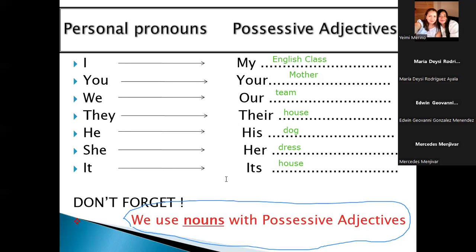Did you notice that we use nouns? Whenever we use possessive adjectives, they will always be accompanied by a noun. Adjective, noun. Okay? That's always, all the time. Can you give me an example, please? Can you think about an idea and complete it?